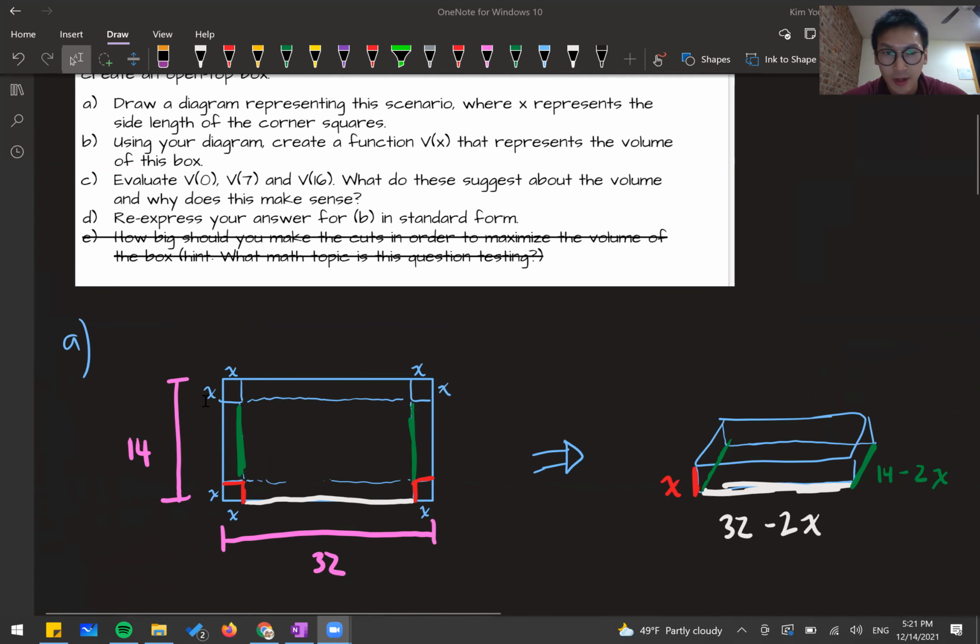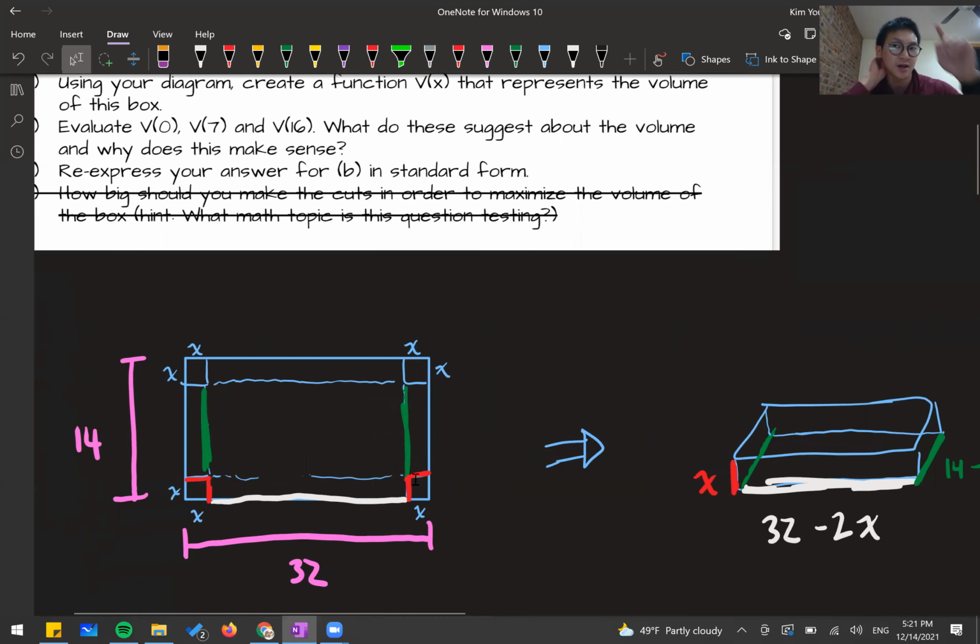Just think about it. It's a total piece of 14. You're deducting x from this corner piece, and then you're deducting another x from this corner piece, and you get 14 minus 2x, and this is also 14 minus 2x. Then similar reasoning gets the white piece: 32 minus 2x. And then the height is going to end up being x, which is the side length here. Once again, if it's confusing, fold the paper up and you'll see. This side length doubles up as the height for the box.